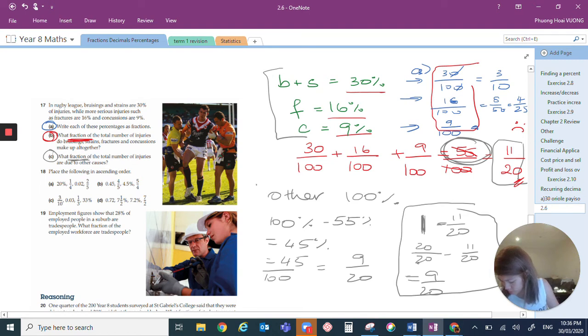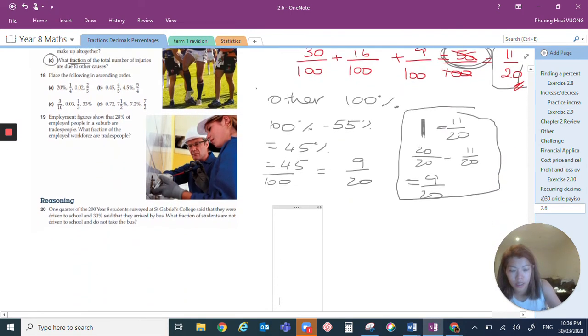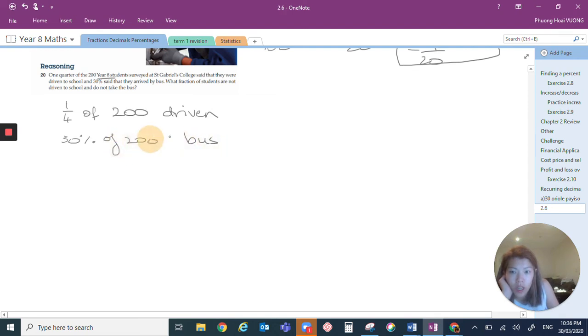I think that's the last question. Oh no, question 20. I'm going to figure out how to make more space here. Okay, I'm just going to do a random empty box. Lots of information, so let's write that down. So 1/4 of 200 year 8 students said that they were driven to school. So these guys are driven. And 30% arrived by bus. Now it's also the same group of 200, so I'm going to put that in.